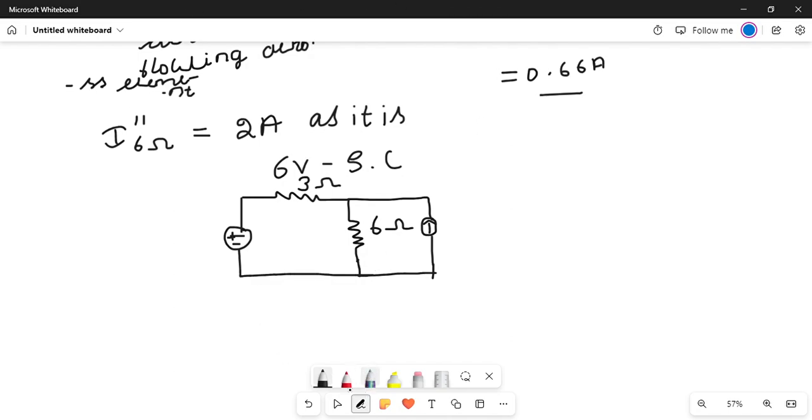Now here I have to short circuit my voltage. Let me just draw a line here. So this voltage is short circuited, and this is being kept as it is. Here I6 ohm double dash is flowing.